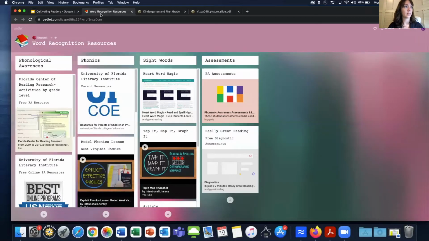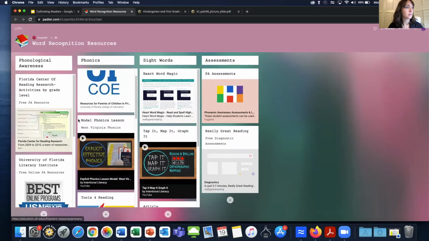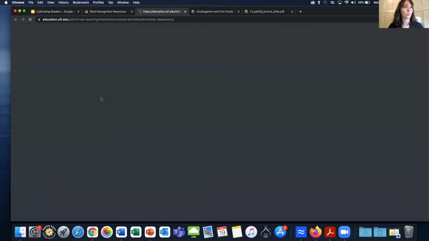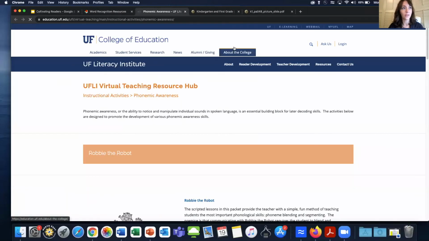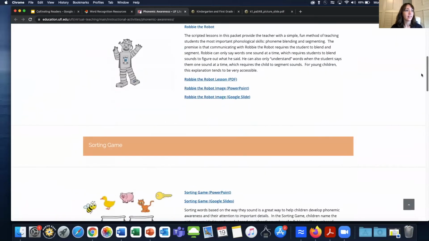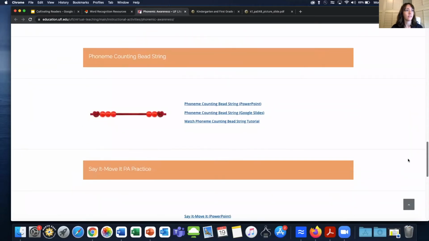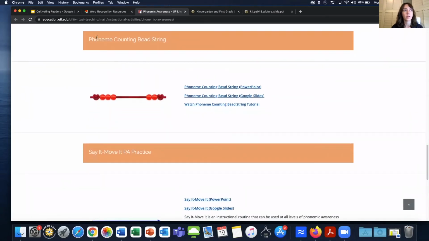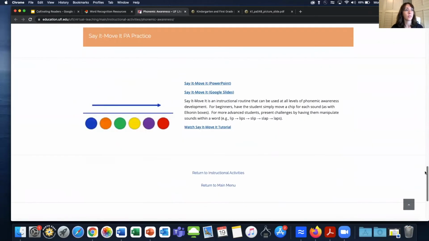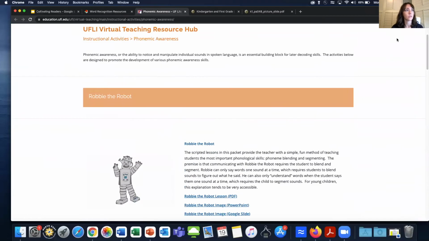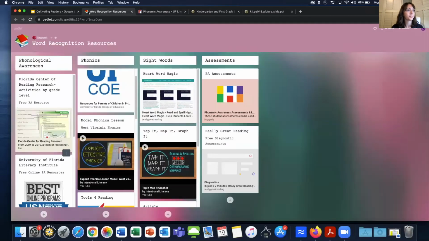Okay, so let's go back to that Padlet, and we are going to look at the University of Florida Literacy Institute, and they have some really great stuff they put out because of COVID. They have online resources. They have Robbie the Robot, lessons, a sorting game, Conan boxes, and phoneme counting beads. Remember, phoneme is a sound. So these are all online resources that have to do with PA. So it's a great resource for you as well.